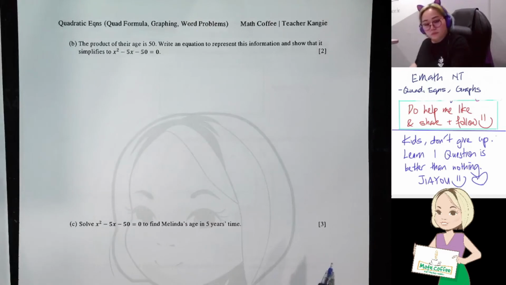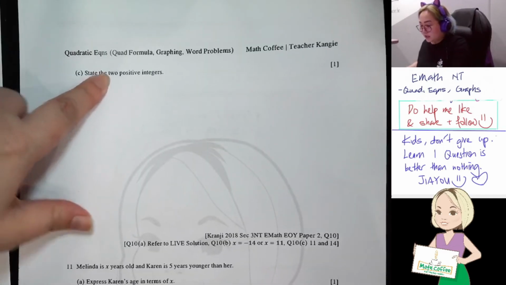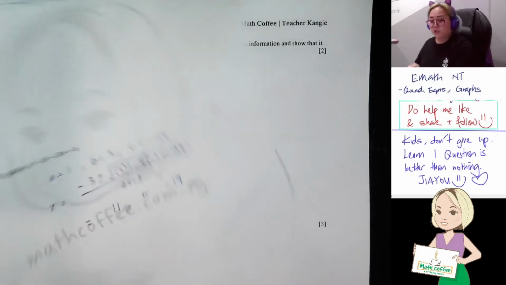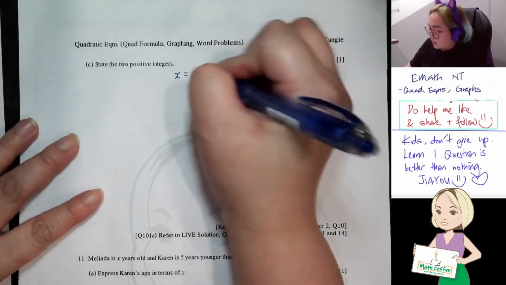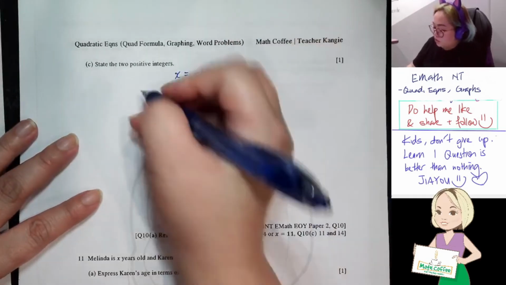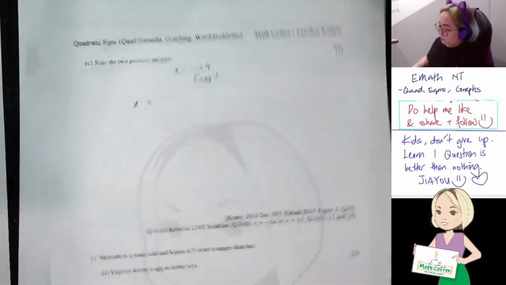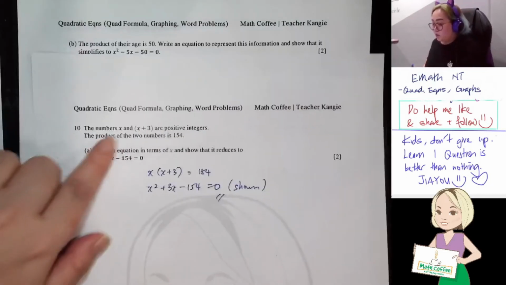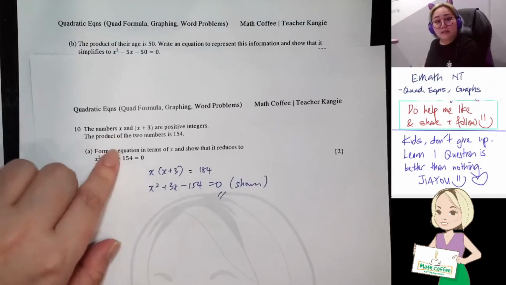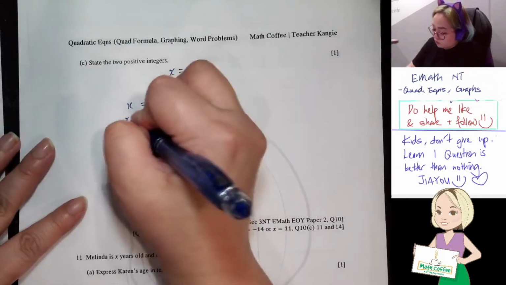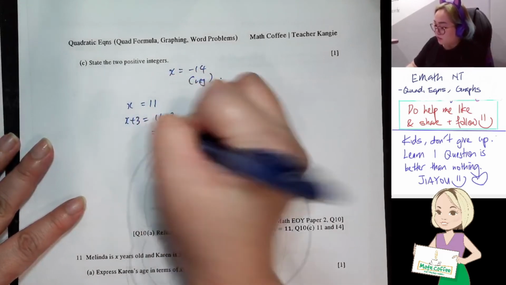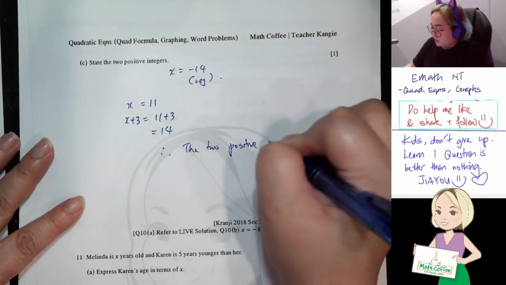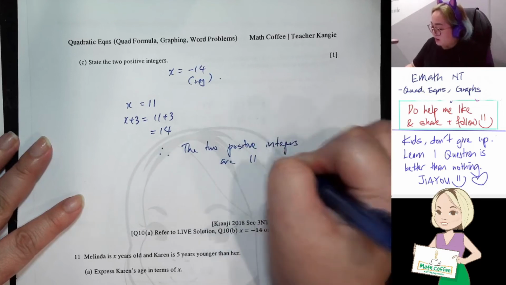So part C, they say, okay, state the two positive integers. So over here, you know that this one is negative, you will reject. Then over here, you will say, okay, so x equals negative 14, I will reject. So I will take my x equals 11. And your two positive integers, one number is called x, which is 11, and the other number is x plus 3. So x plus 3 will be equals to 11 plus 3, which is 14. Therefore, the two positive integers are 11 and 14. Done.